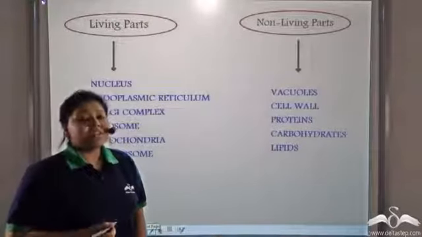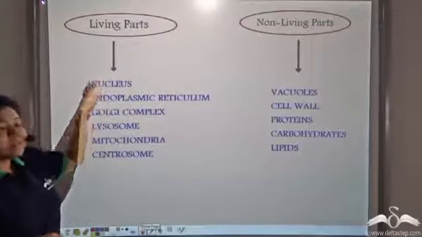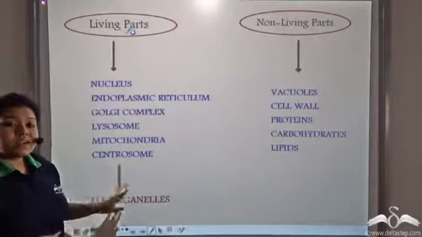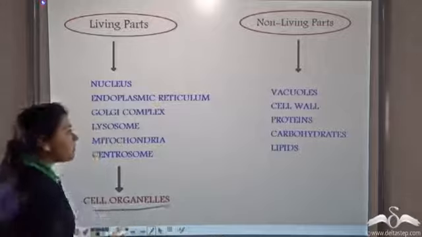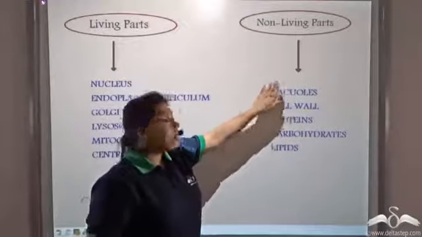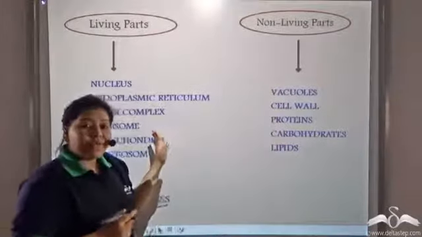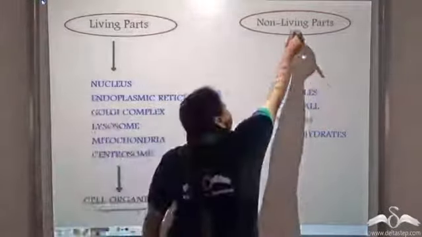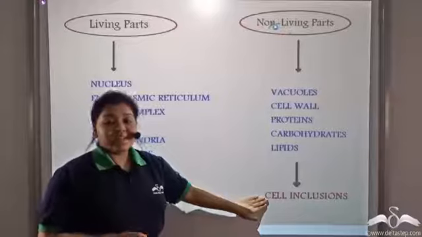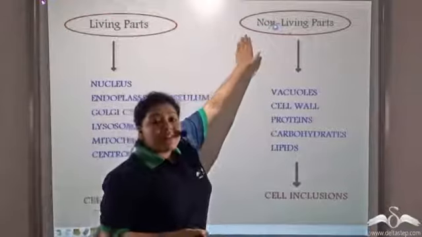So the living component of the cell consists of all the cellular organelles like the nucleus, the endoplasmic reticulum, the Golgi complex. All of these structures are known as the cell organelles. And the non-living parts of the cells consist of the vacuoles or the cell walls or the constituents that make up all these cellular organelles, and these are known as the cell inclusions. They do not take part in any decision making, so they are the non-living part of the cell.